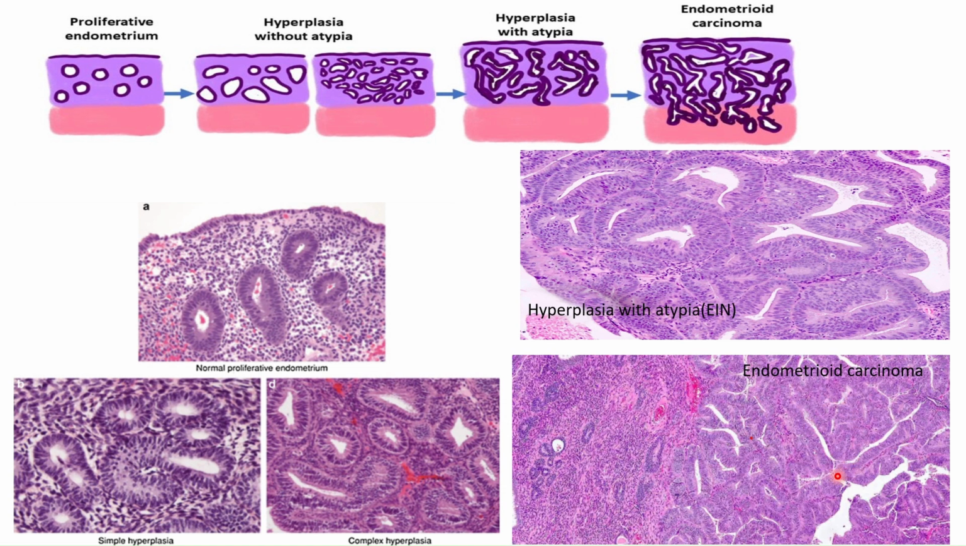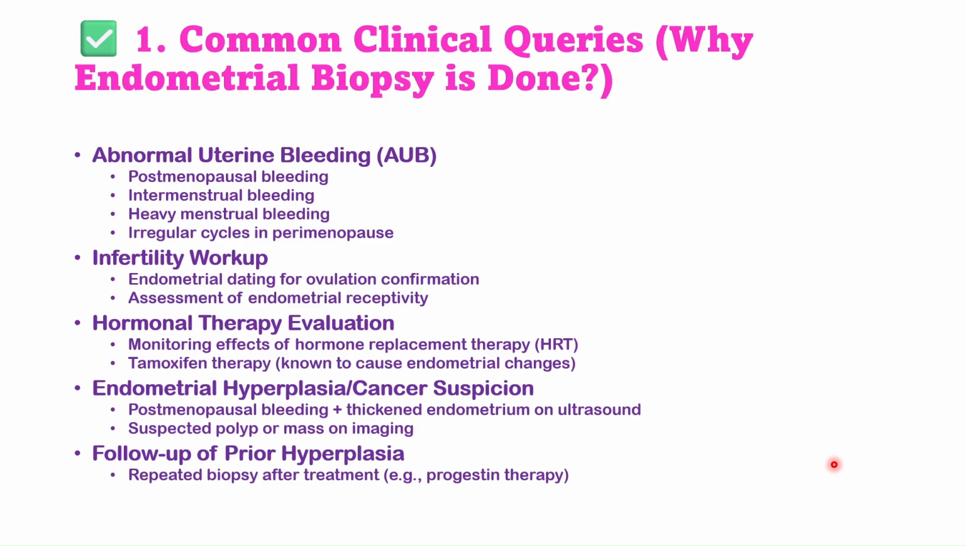Here in this section, we can compare normal endometrial glands with the part of endometrial carcinoma, where there is no stroma at all and an increased number of glands. Now, why is an endometrial biopsy done? We have seen common clinical queries in the form of indications of the biopsy.